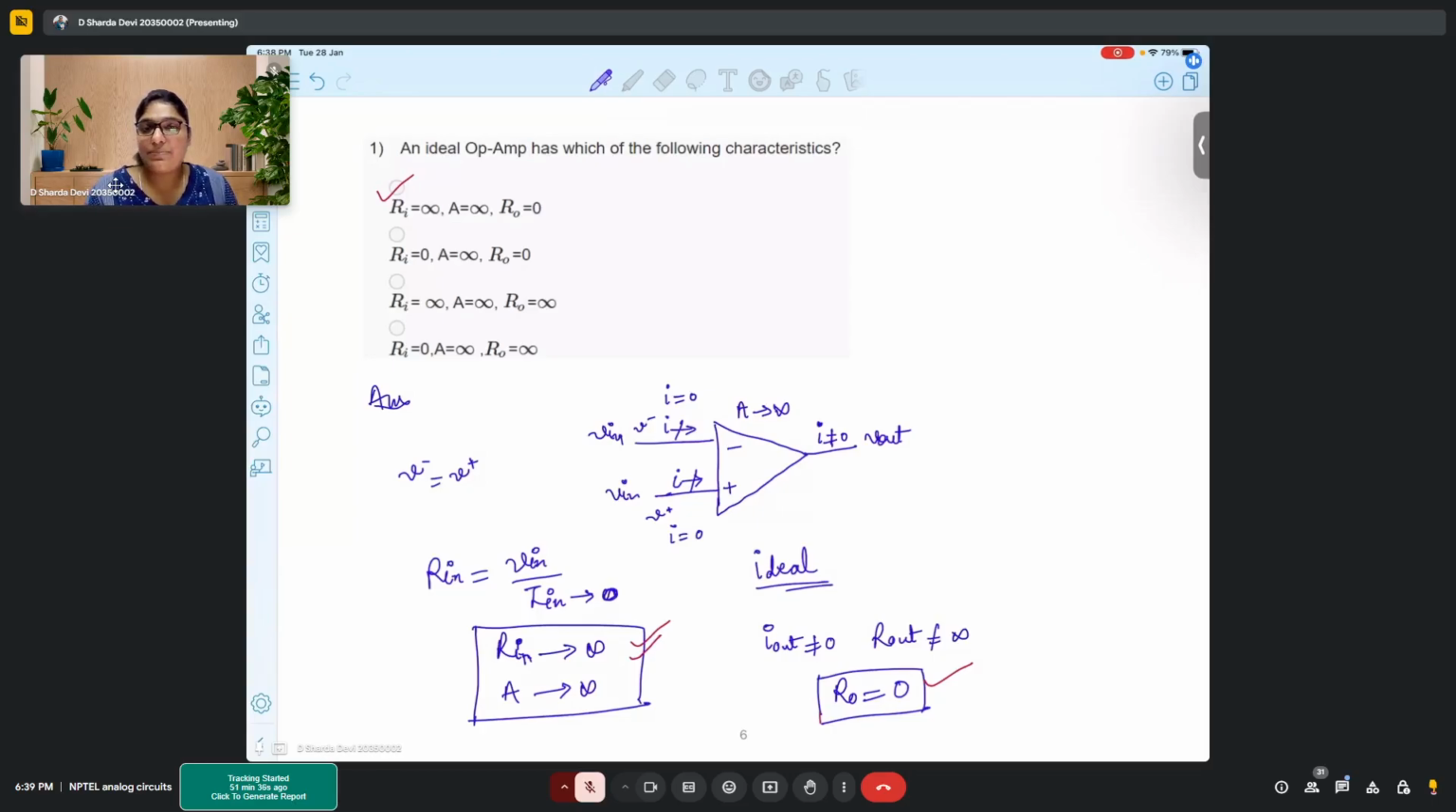So please keep this in mind, because most of the time people get a little confused and they also put I out to 0 while solving the problems. That is completely wrong. You cannot put I out to 0. I out can never be 0.